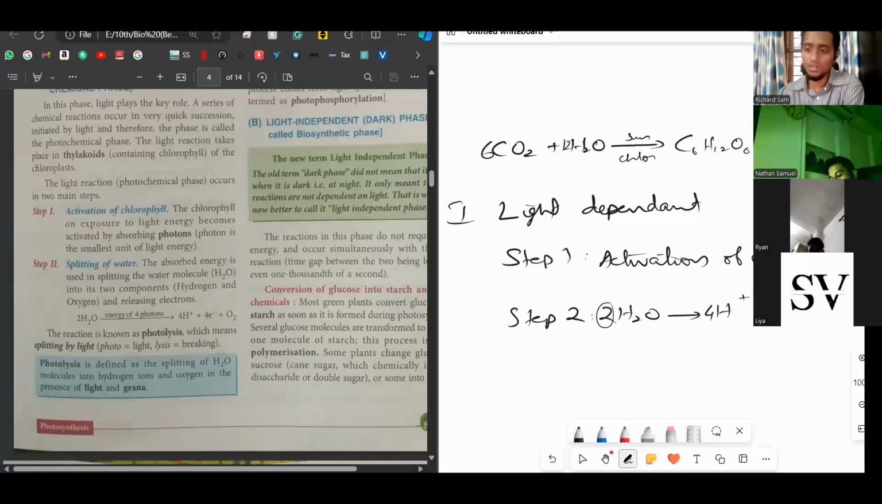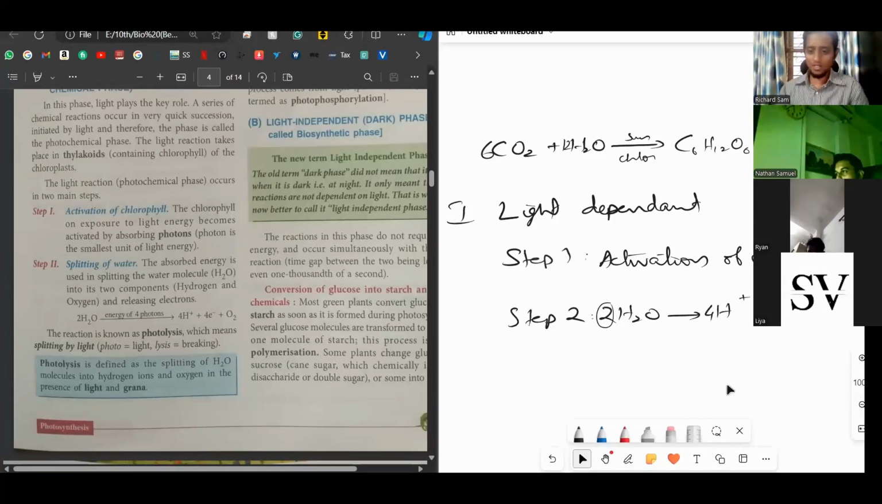And then 4 electrons. How did these 4 electrons come? From where did they come? The 4 hydrogen ions gave away 4 electrons. Each hydrogen ion gave away 1 electron, and that's why you have these 4 electrons. Okay. When the ions were formed, they gave out electrons.